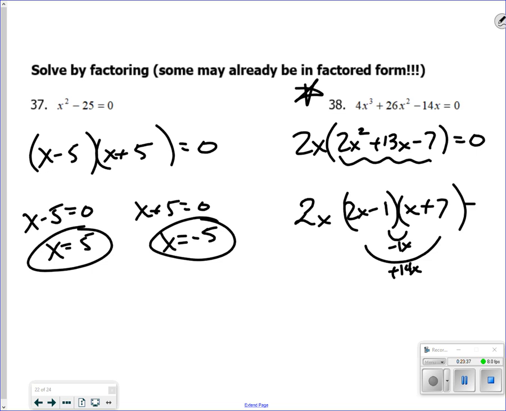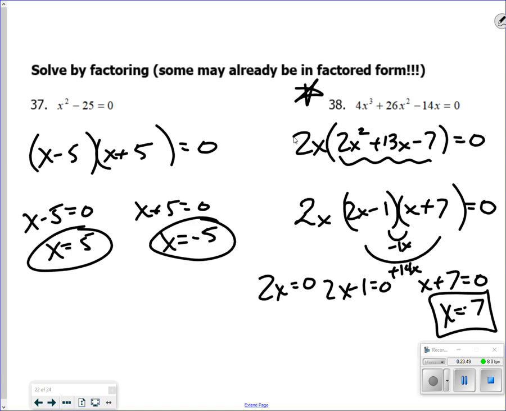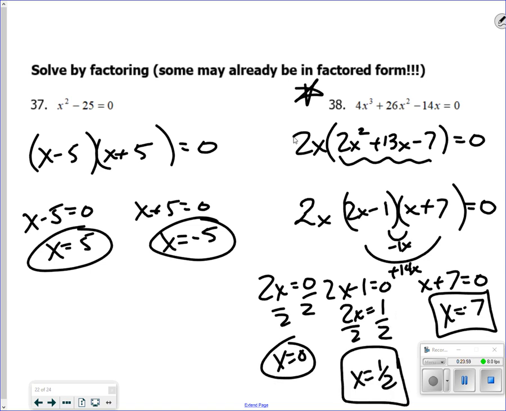All right. Solving now. Once I have it in factored form, set the factors equal to 0 and solve it. So I subtract 7 from both sides. Here I'm going to divide by 2 and get x equals 0. And in the middle, I'm going to add 1 and divide by 2 and get x to be 1/2. So this is as hard as I can make it. You have to take out a GCF, and you have to factor something that has a lead coefficient. So again, that is the most challenging I can make it. Next one.